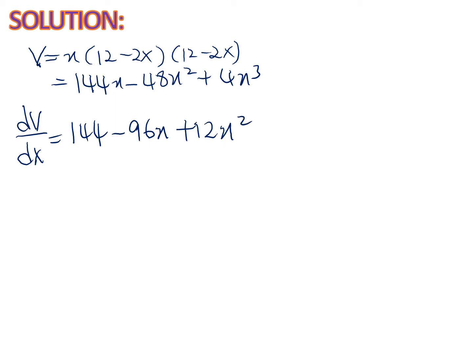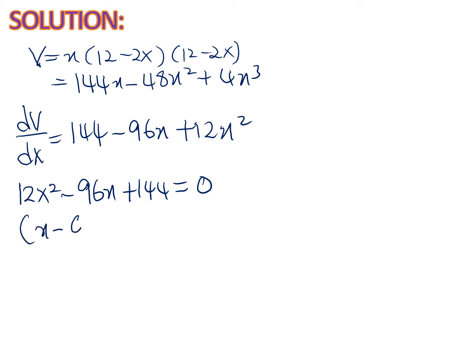So from here we equate this dV/dx, 12x squared minus 96x plus 144 equals 0. After we simplify and then factorize, we will have (x minus 6) times (x minus 2) equals 0. So we will have x equals 6, x equals 2. We have two options here. It's either x equals 6 or x equals 2.